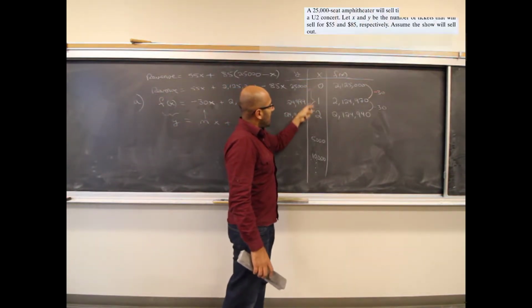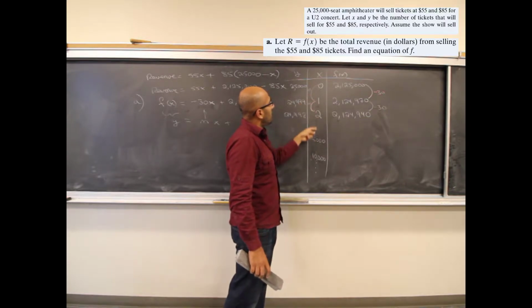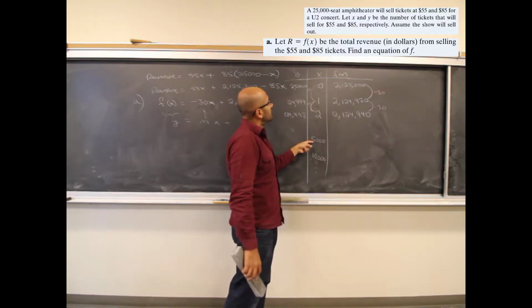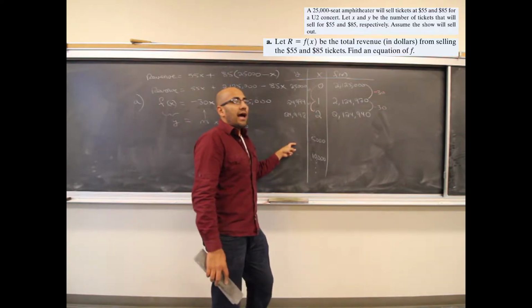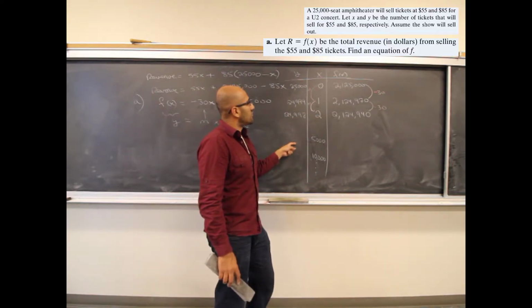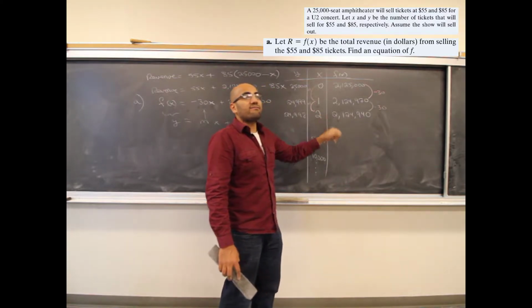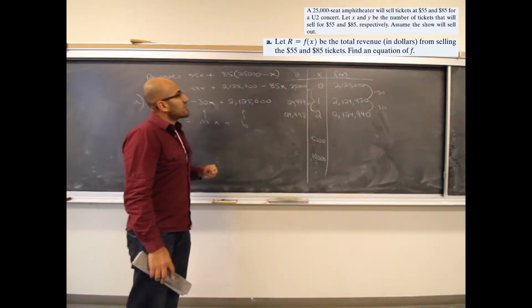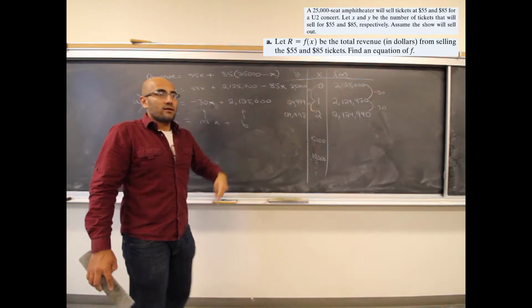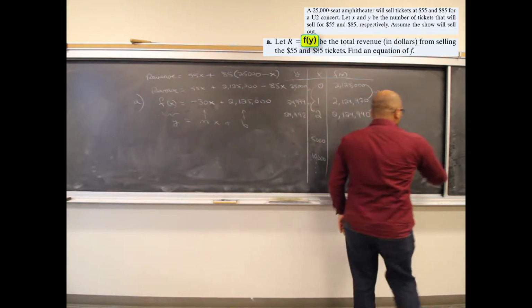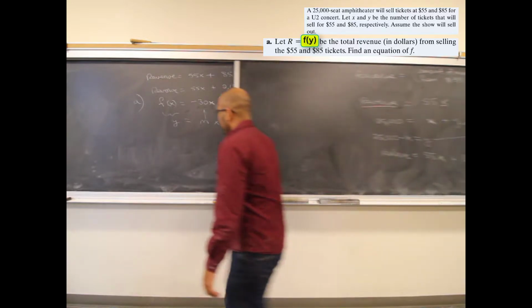Okay, so that was a useful calculator feature to be able to fill out the table based on f. You punch in f and when you select how many tickets of the $55 you sold, it automatically calculated how many tickets of the $85 you sold and then gave you the revenue as a function of x. But there's nothing special about x. What if you were asked to find f of y? How would that change things? So let's go back to this guy.